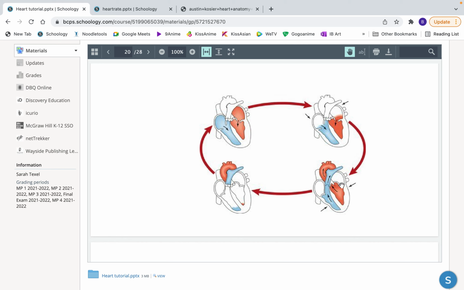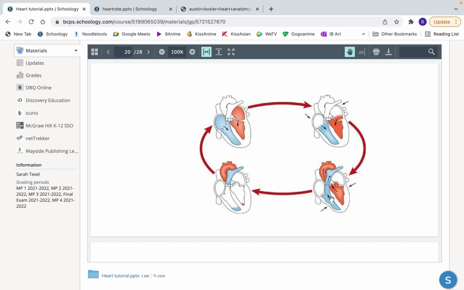Keep in mind, during ventricular systole, the atria are in diastole, which means they're at rest. They're no longer contracting. Up here, the ventricles were in diastole, while the atria were in systole. Here, it's the other way around. The ventricles are in systole, and the atria are in diastole.